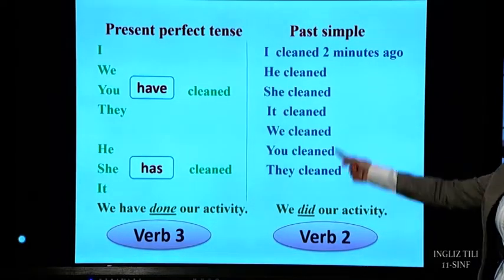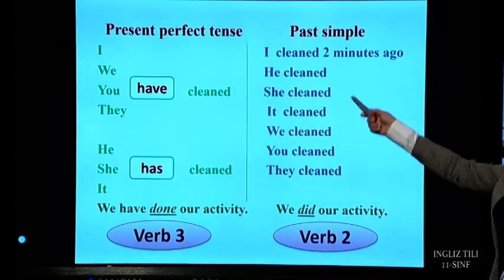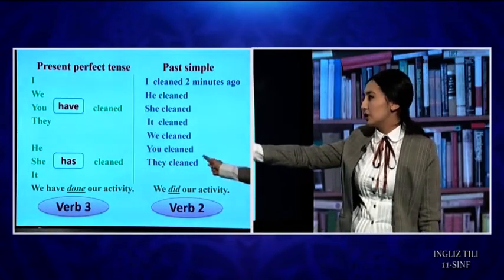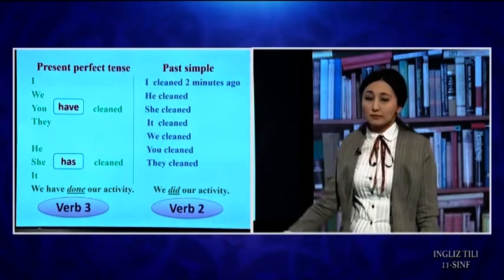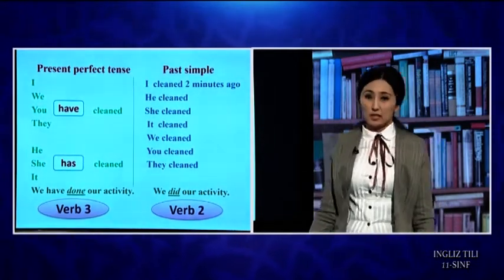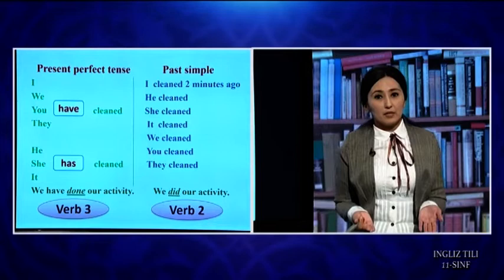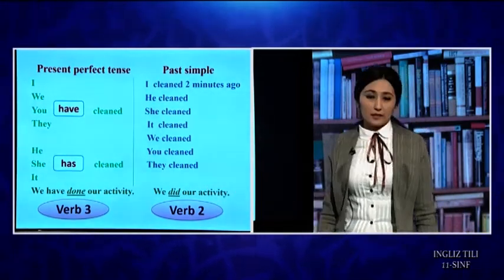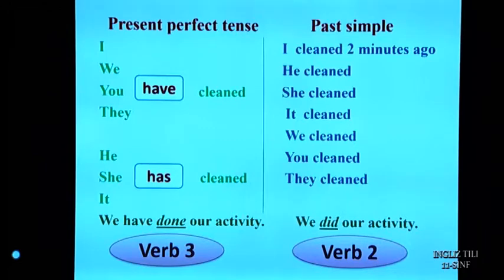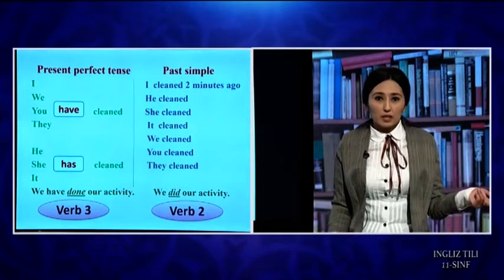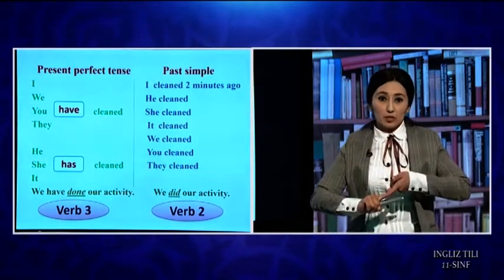And we use the same structure with all pronouns. He cleaned it, she cleaned it, it cleaned it, we cleaned it, you cleaned it, and they cleaned it. Here are some more examples. We have done our activity. It means you have a ready activity, the teacher can check it. We did our activity. It means you did it yesterday or 2 days ago. There is no connection with present.